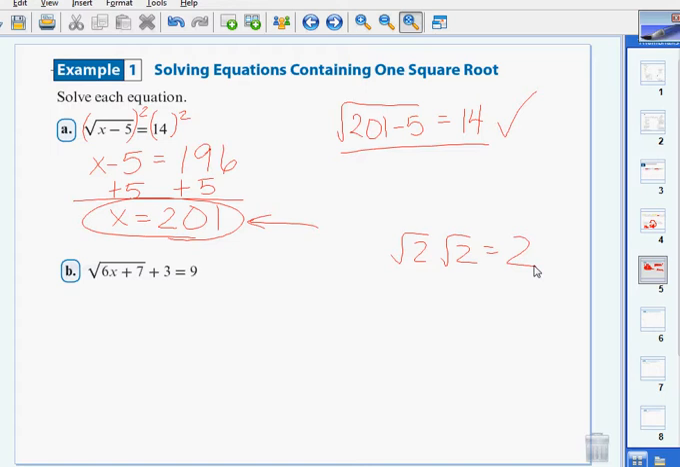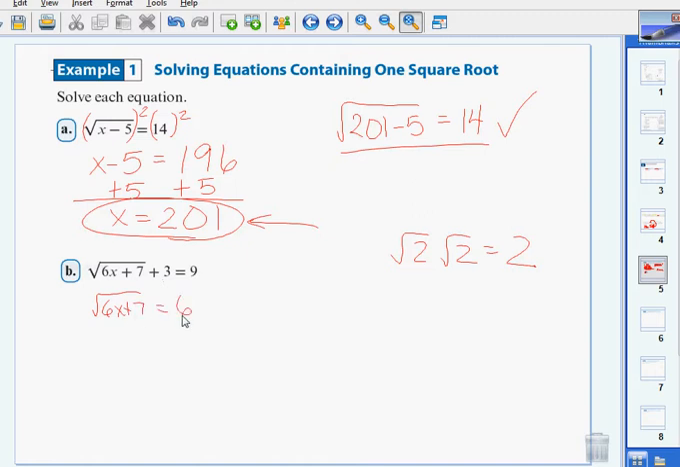That's a good segue into the next problem, letter B, because on B, do you see that the radical is not by itself? There's this 3 sitting here that's going to create a little bit of an issue for us. So what we need to do is get the radical by itself before we do anything else. Not hard to do, we just bring the 3 over. So write this down: the square root of 6x plus 7 equals 6.